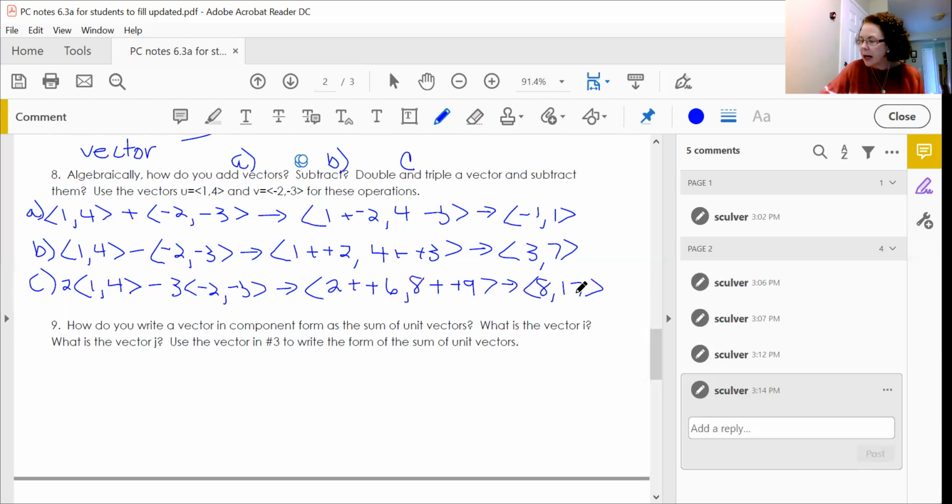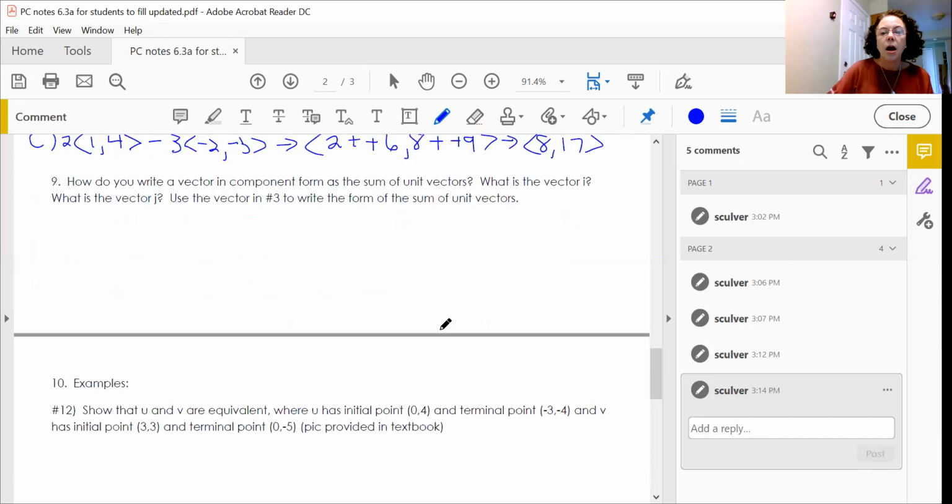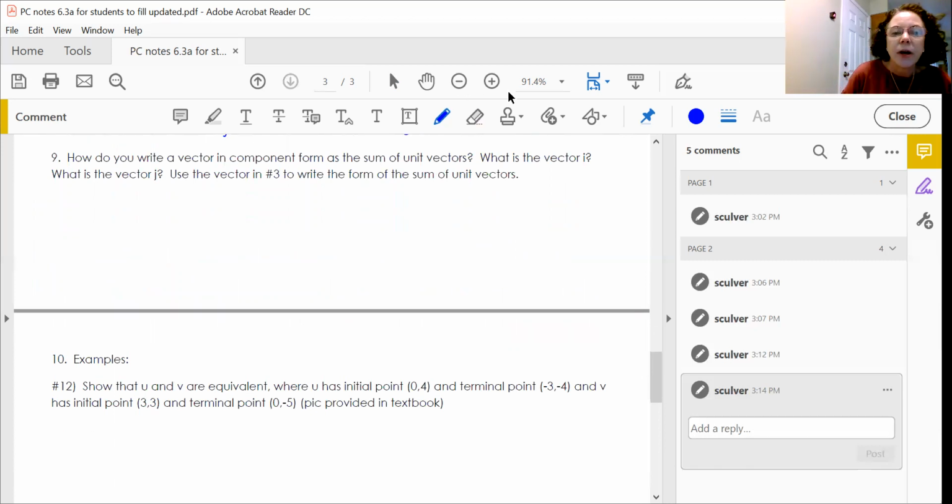All right, number 9. How do you write a vector in component form as the sum of unit vectors? What is the vector i and what is the vector j? And use the vector in number 3 to write the form of the sum of the unit vectors. So the first thing, that vector, if you remember, was 2, 6.